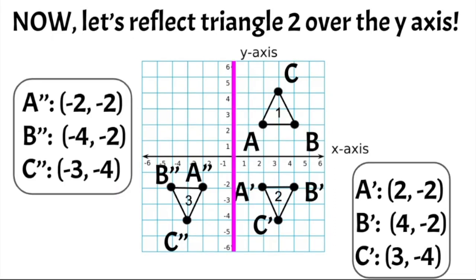You'll notice that the letters have 2 apostrophes next to each other. That's because we want to tell the difference between triangle 3 and triangle 2. Can you look at the coordinates and see how they changed?